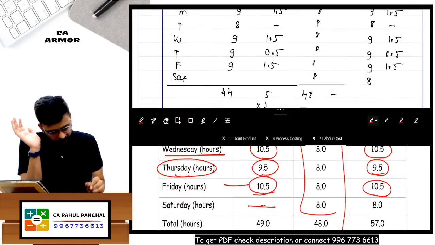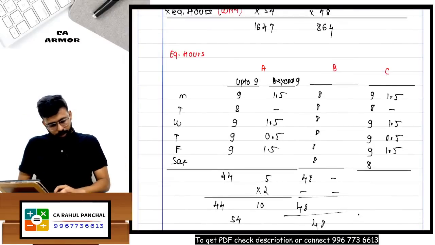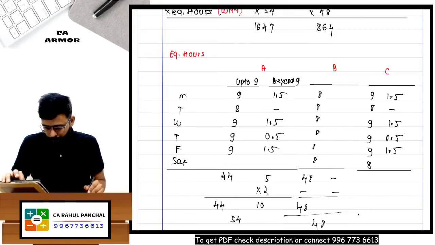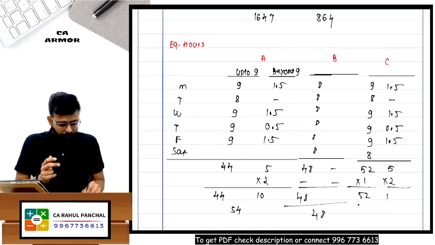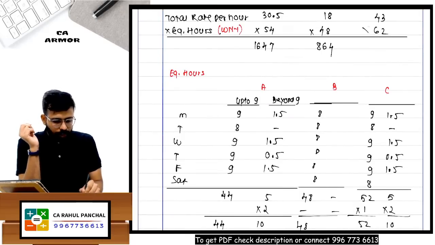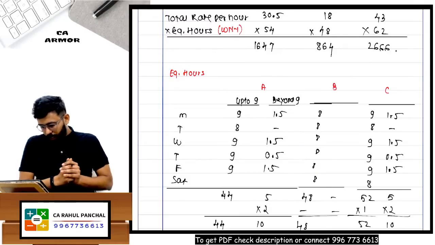Then again it is 9 and 1.5. Then here it is 8. That's it. Now we're gonna take the total: 9 plus 8 plus 9 plus 9 plus 9 plus 8. You're gonna get 52 over here. You will get 5 over here, into 1, and beyond hours you will get double rate. So double hours, 52 and 10, and you will get 62 as your answer. Multiply by 62 over here, that is 43 into 62, 2666.